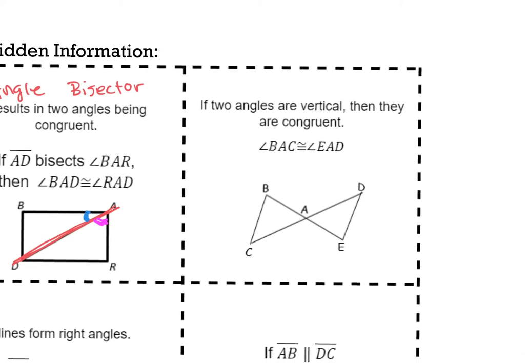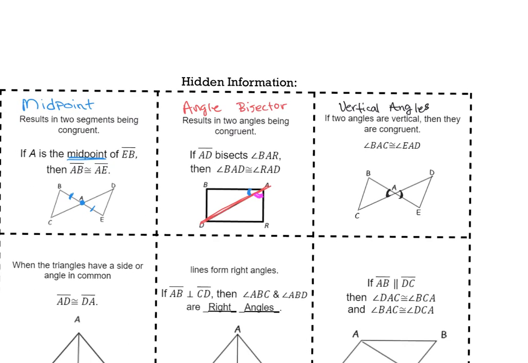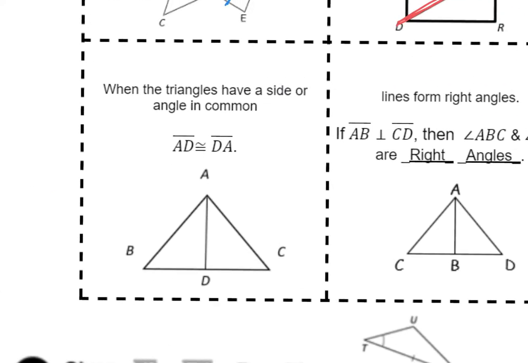All right, looking at the next one. It says if two angles are vertical, then they are congruent, and this is going to be for vertical angles. And guys, you should know that vertical angles are congruent. Remember, when they form the X, the angles across from each other are going to be congruent.